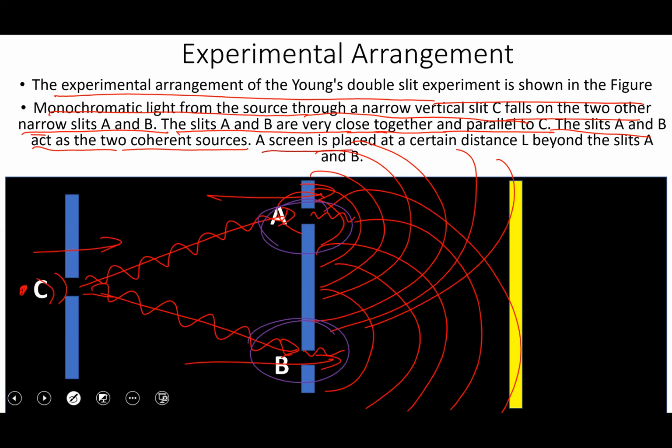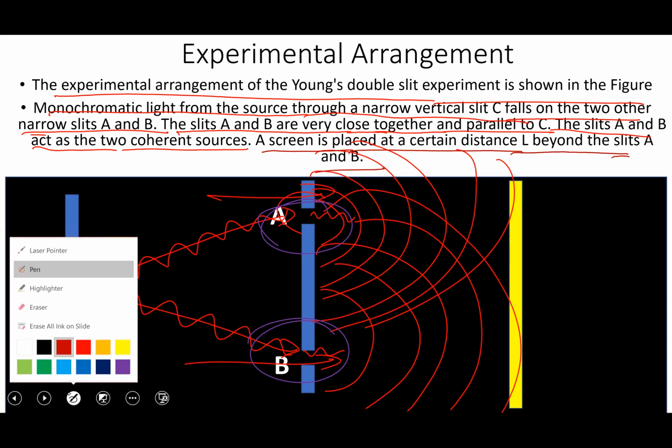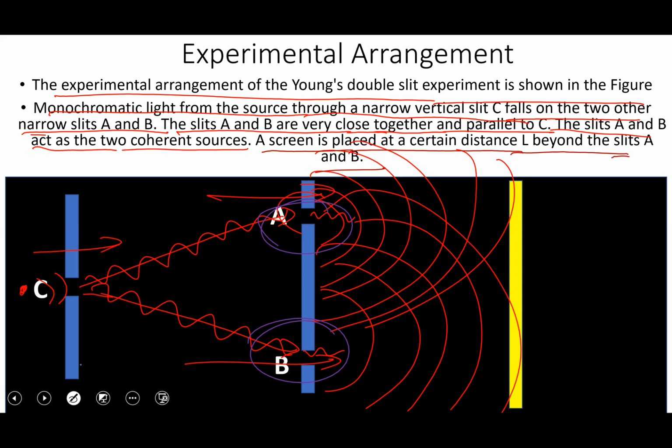A screen is placed at a certain distance L beyond the slits A and B. Now the screen, which is shown by the yellow color, is at a distance L from the two slits. Now, as we have understood the construction of the experiment, let's see what happens in this whole case.